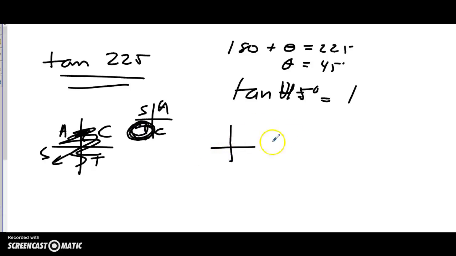I don't change the sign here. So tan 225 is related to tan 45. They're the same size, and CAST law says that they are the same sign also. So my answer is 1 here.